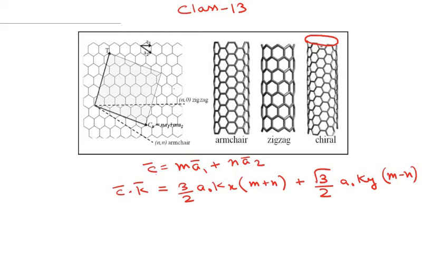So whenever the wave function moves starting from this point, it goes here and again returns back to this point, it should be at the same phase. Otherwise it would cause a destructive interference, and that wave function cannot exist inside the nanotube. So only those values of wave function would exist inside the nanotube for which this dot product is an integer multiple of 2 pi. Okay, so this is an integer.